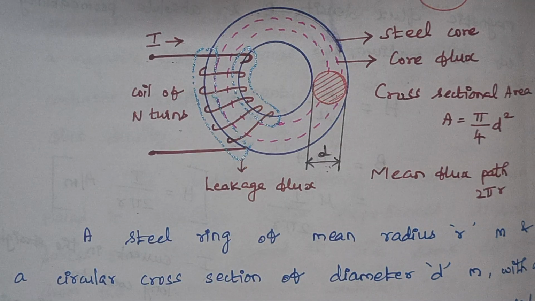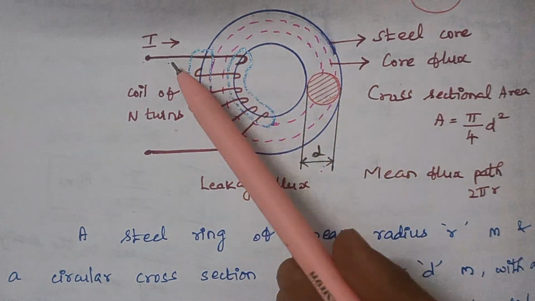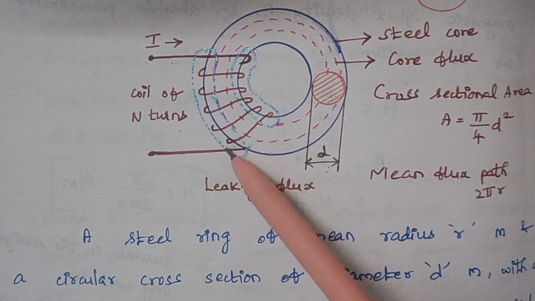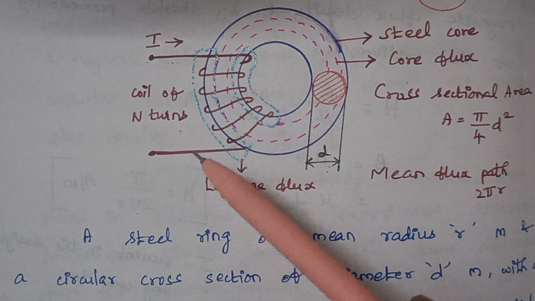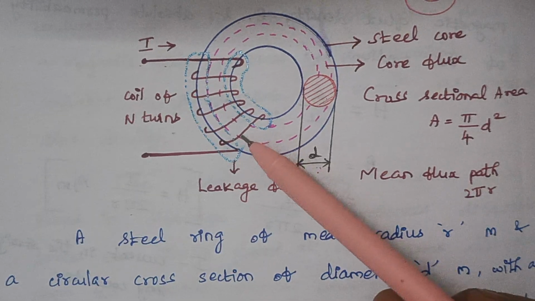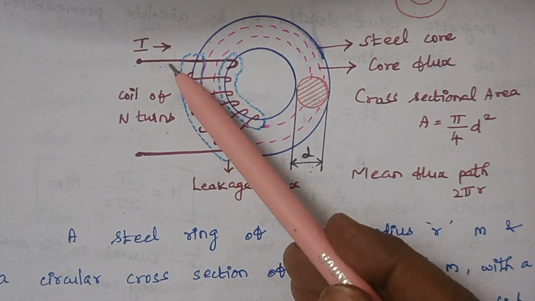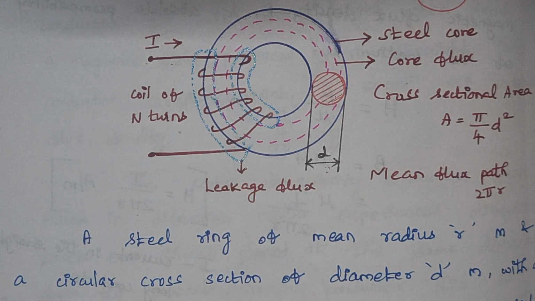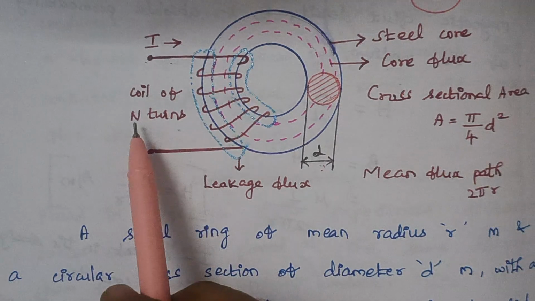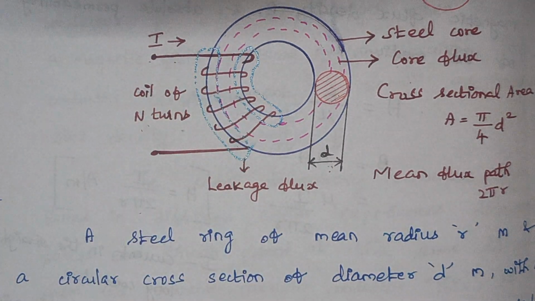Can you understand what I am saying? The magnetic flux sets up in the steel core only because of this current, which flows through these conductors. So the magnetomotive force is the product of the number of turns of the coil and the current that flows through the coil. Technically speaking, we can simply say the magnetomotive force is the product of N and I, where N is the number of turns of the coil and I is the current that flows through the coil.